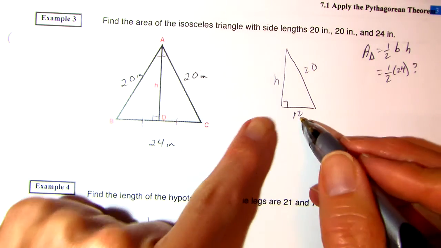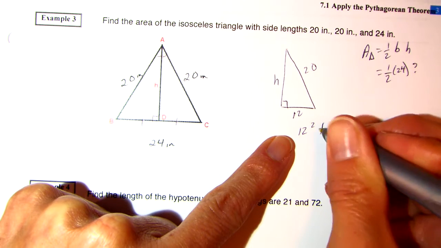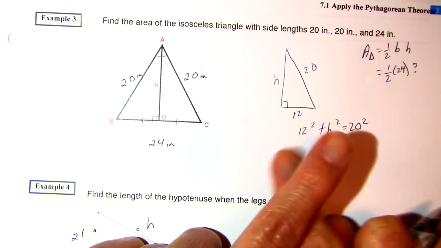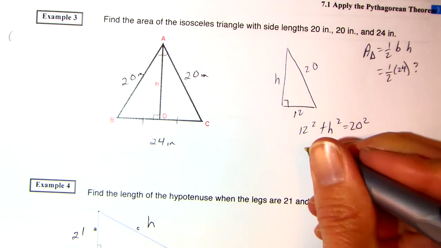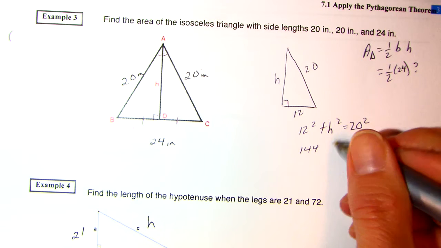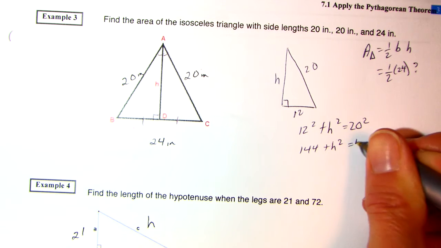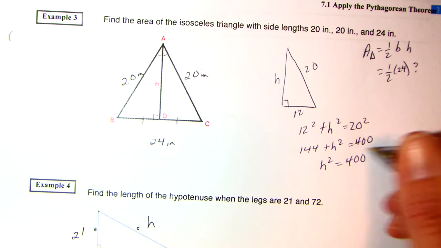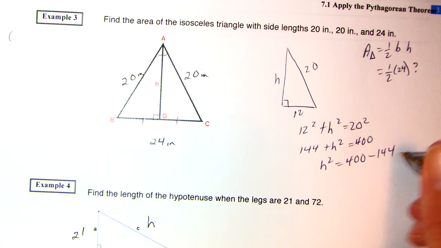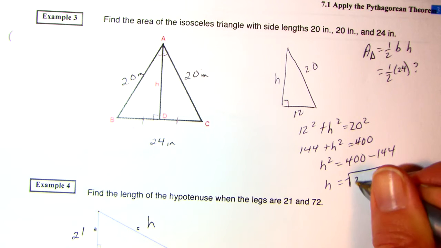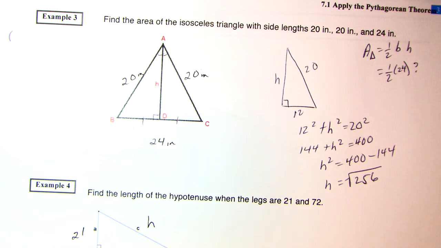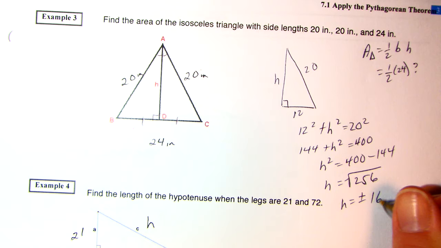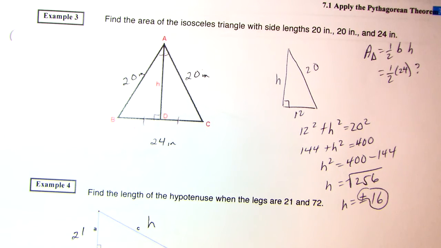So here we go. Using Pythagorean theorem. 12 squared plus 8 squared is equal to 20 squared. And I've had students ask, can I switch these around? Yeah, because it's definitely commutative. So 144 plus h squared is equal to 400. So I'm going to subtract the 144 on both sides. So h is equal to the square root of 256. And what's nice is that is a perfect square. H is plus or minus 16, but since we're dealing with the distance, positive 16.